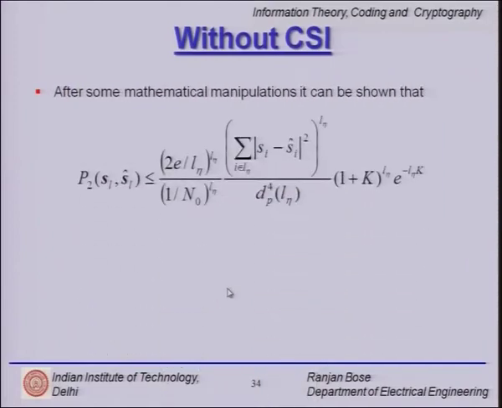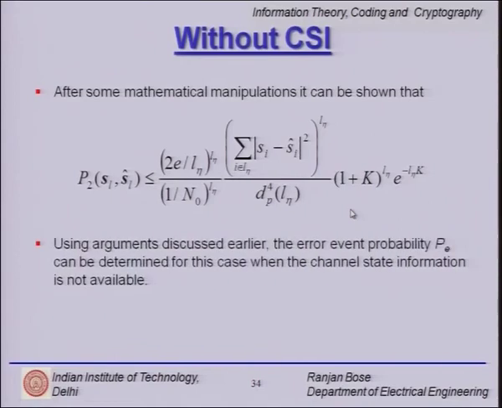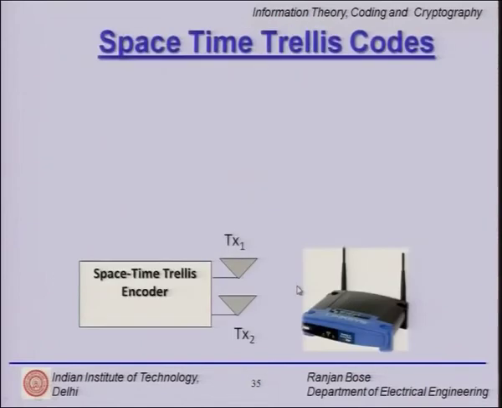So, we can do similar mathematical analysis and we can get this pairwise error probability upper bounded by the following expression. Again, the effective length and k show up prominently in the expression, but here please note that we have dp raised to power 4. So, it is even more sensitive here. So, the error event probability p can be determined for this case when the channel state information is not available.